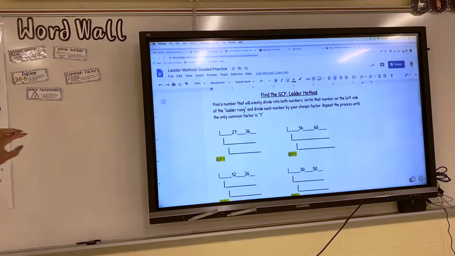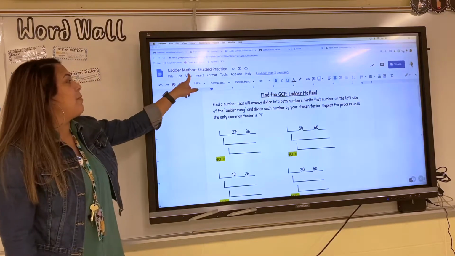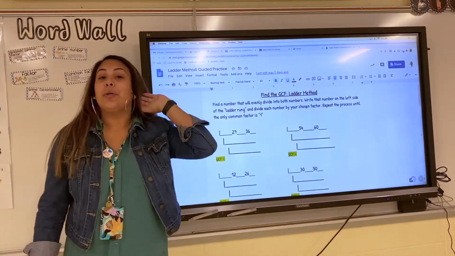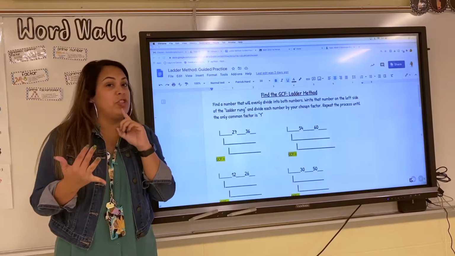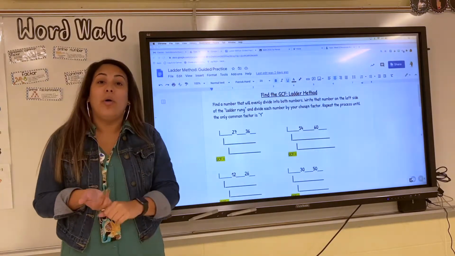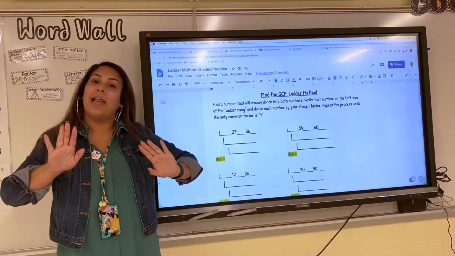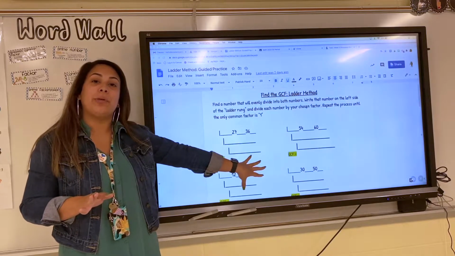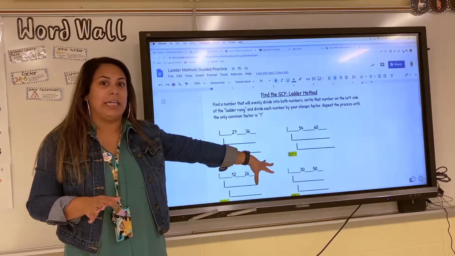So it is this assignment in Google Classroom. It says ladder method guided practice. You can either print this off or get a clean sheet of paper, or if you know how to, split the screen, have my video playing, and then have this pulled up on your computer, and you can type in what I'm writing on here, okay?